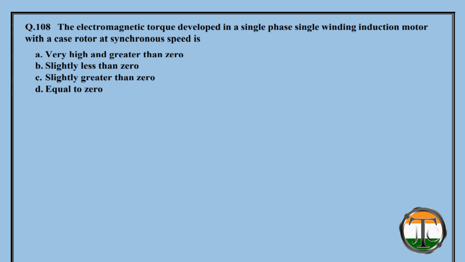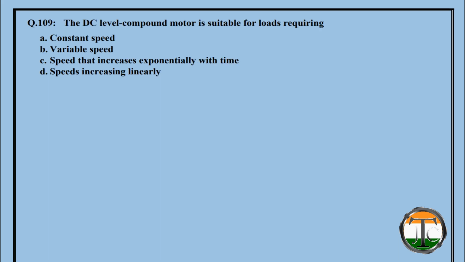So the next question is 108. The electromagnetic torque developed in a single phase single winding induction motor with a cage rotor at synchronous speed is. Here the question arises from the single phase induction motor with squirrel cage rotor. It asks what the electromagnetic torque developed will be at synchronous speed. The torque will be equal to 0. So your option D is the right answer, that is equal to 0.